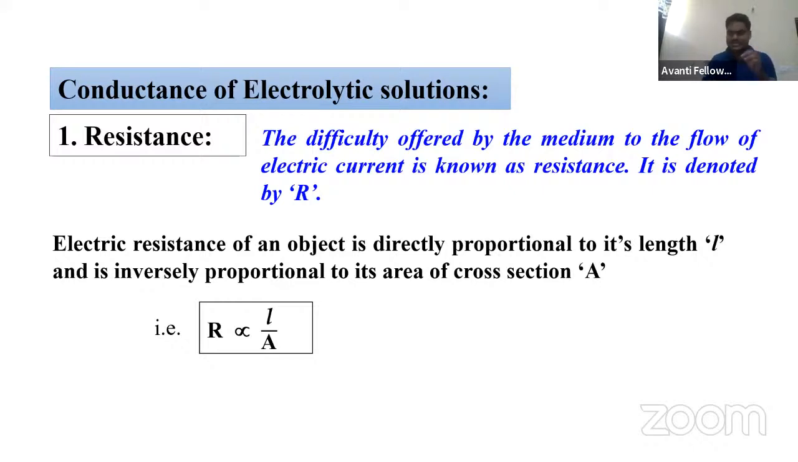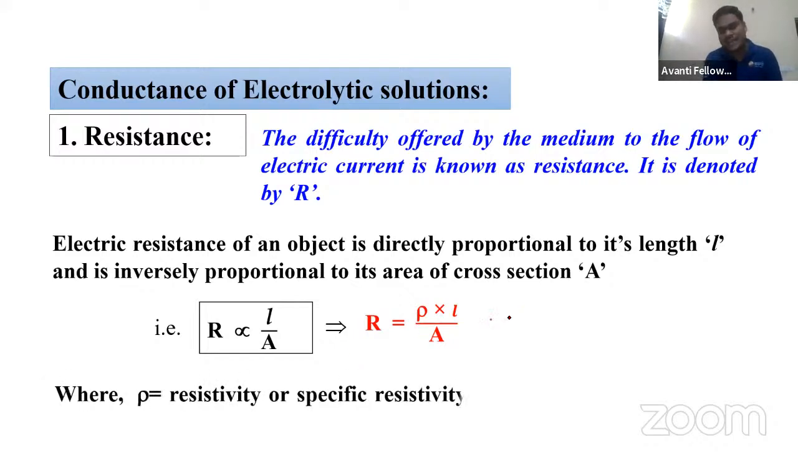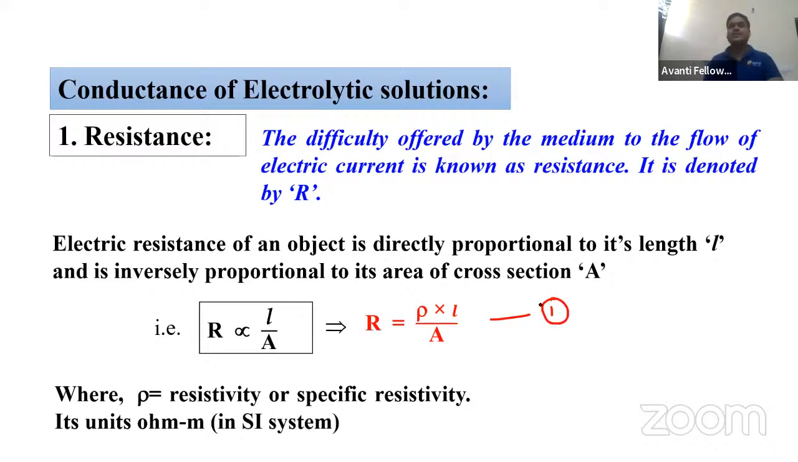That is, R is directly proportional to the length of the conductor and inversely proportional to the area, and the proportionality constant here is rho, that is the specific resistance. So we can say that R comes out to be rho L by A. And this is a very important formula that you need to remember, because with the help of this formula alone we can easily solve many questions, right? That is R is equal to rho into L by A.